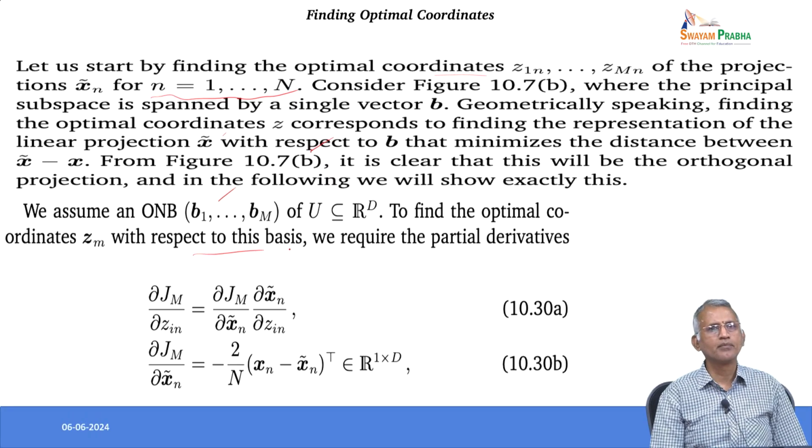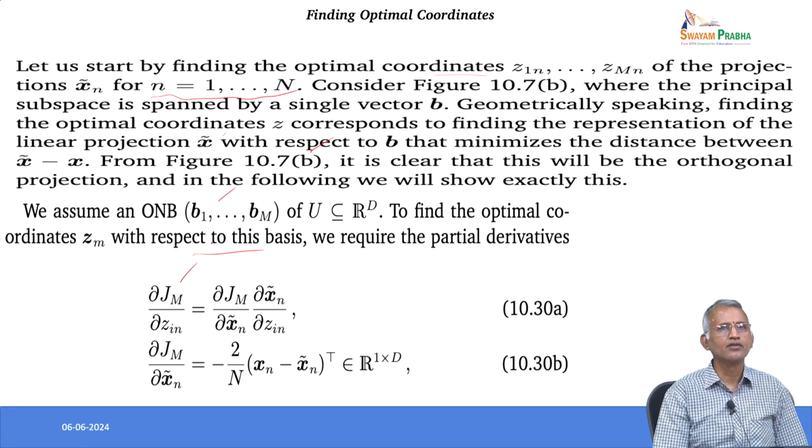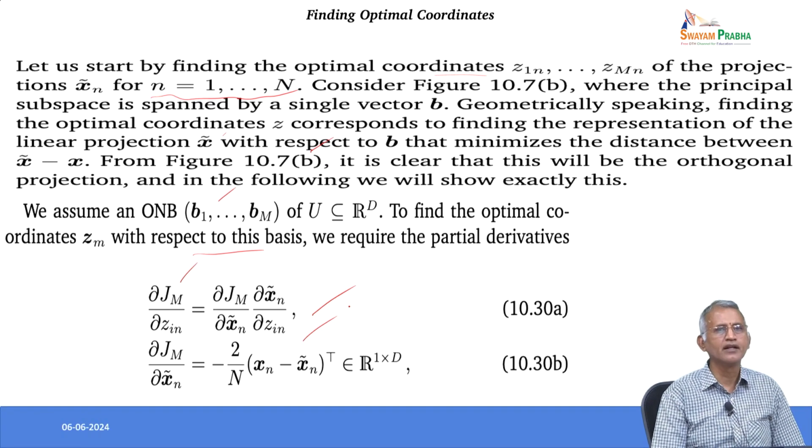So, we require the partial derivative ∂Jm/∂zin equal to ∂Jm/∂xn bar into ∂xn bar/∂zin. So, ∂Jm/∂xn bar is nothing but minus 2 by N (xn minus xn bar) whole transpose, which belongs to R^(1×d).